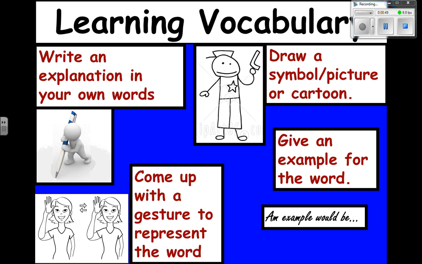Write an explanation of a vocabulary term in your own words. Great idea. Drawing a symbol or picture or cartoon of what the word represents. Awesome idea, especially if you're a visual learner. Come up with a gesture to represent the word. Great idea, if you can remember what the gesture is. It's supposed to be funny. Or give an example for the word. An example would be, and put it in context. So let's get going.